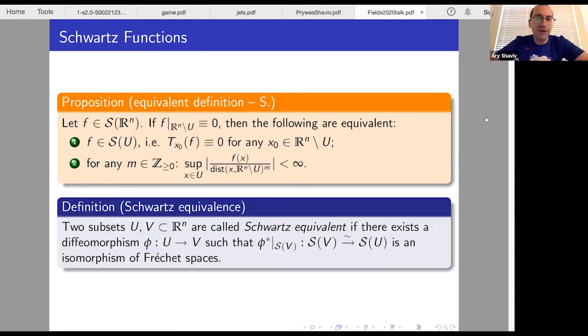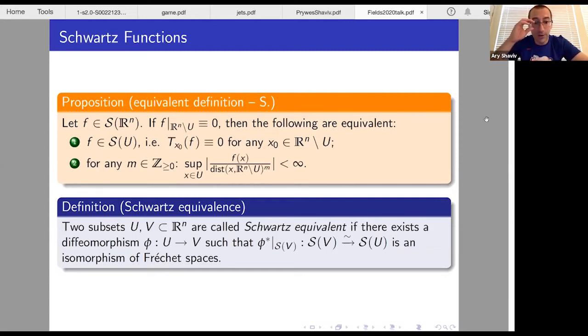Now, what is Schwarz equivalence? Two subsets of R^n are Schwarz equivalent if we can find a diffeomorphism between them, a C infinity diffeomorphism, such that it pulls back and pushes forward the Schwarz spaces of the corresponding sets to form an isomorphism of Fréchet spaces. Right, so if we have a function on V, we can pull it via phi, or push it via phi^{-1}, or wherever you put the stars, and get a new function on U. So if this induces an isomorphism of Fréchet spaces, we say that these two sets are Schwarz equivalent. So this is the definition.